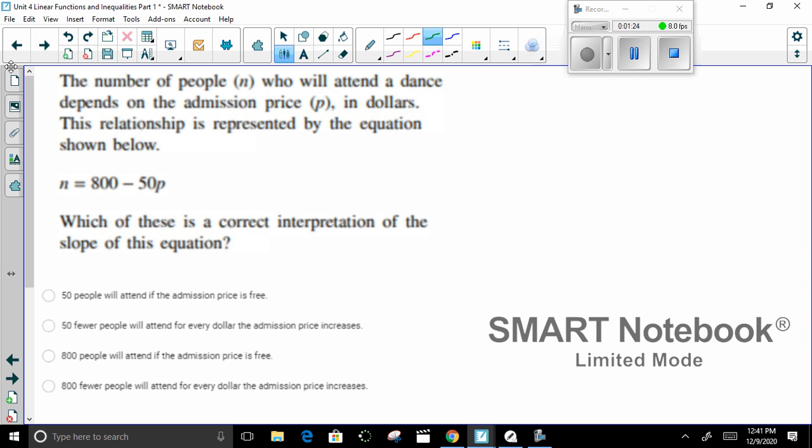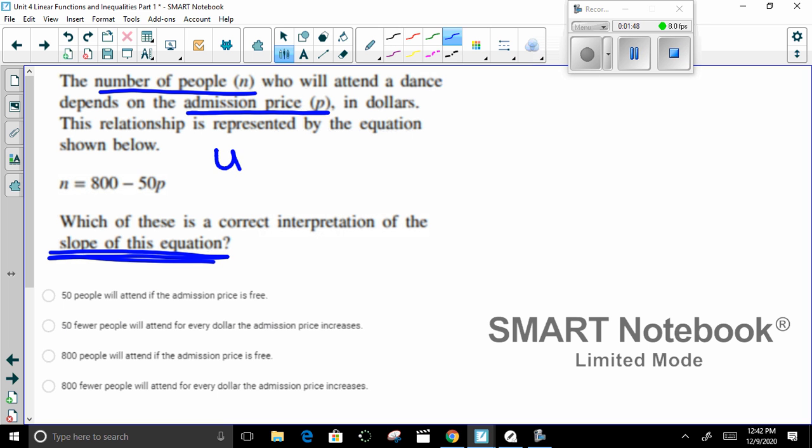The number of people, N, who will attend a dance depends on the admission price, which is P, in dollars. This relationship is represented by the equation shown below. N equals 800 minus 50P. Which of these is a correct interpretation of the slope of this equation?